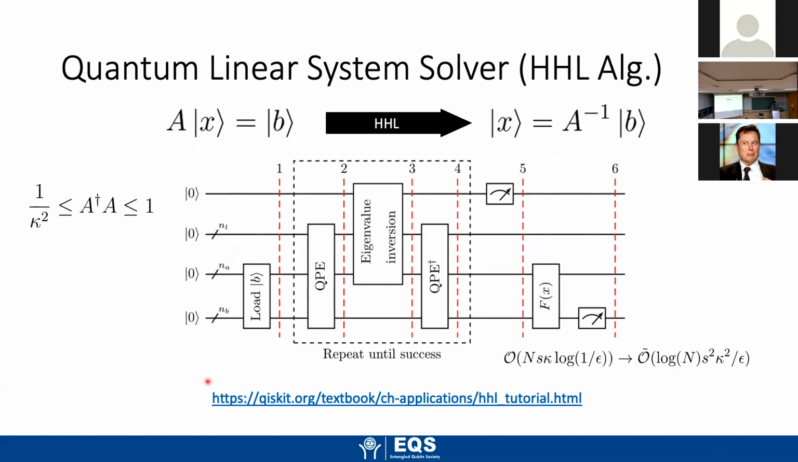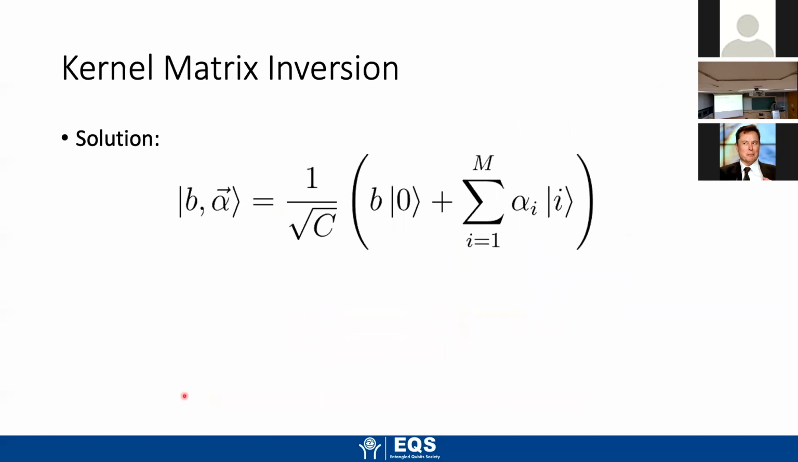Okay, so I really advise you to look into this link. This is part of the Qiskit textbook that explains the HHL algorithm in detail. And there's code, and it is really well written. So I advise you to look around that. Okay, so we have a solution.